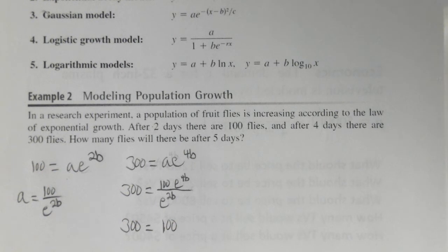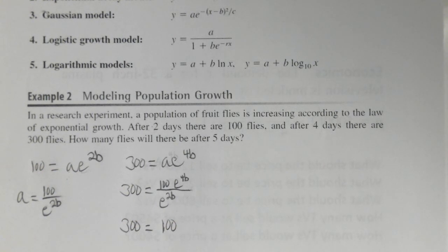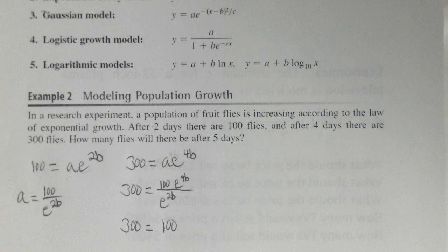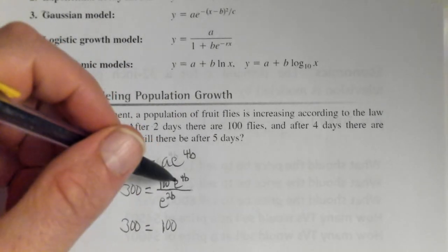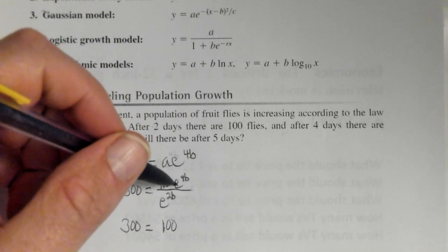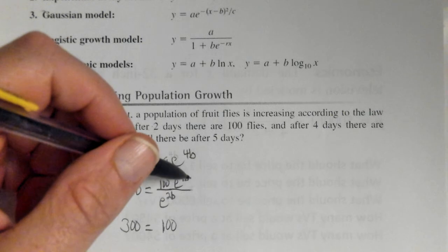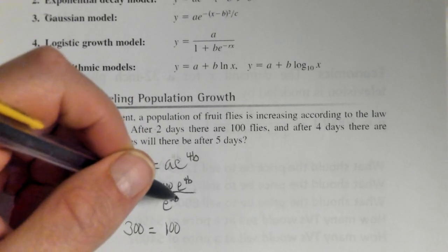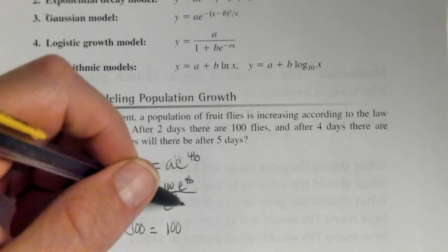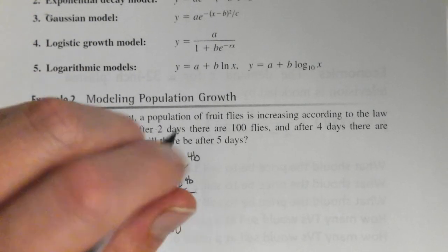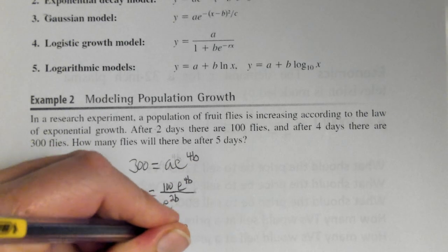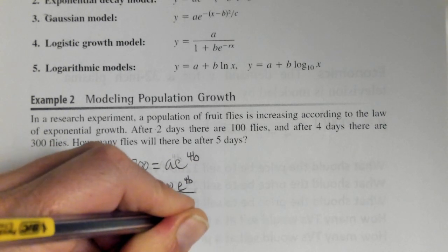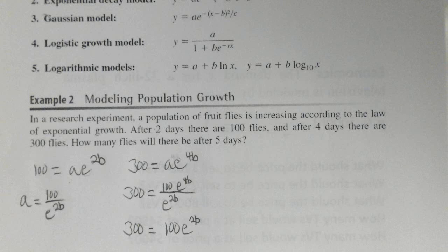But I have e to the 4b and e to the 2b, right? And so what that means is, on the top, if I were to expand that out, then that would be e to the b times e to the b times e to the b times e to the b. And on the bottom, I'd have e to the b times e to the b. Well, two of those would cancel and just leave me with e to the 2b on top. Alright? So that's what we're down to now.